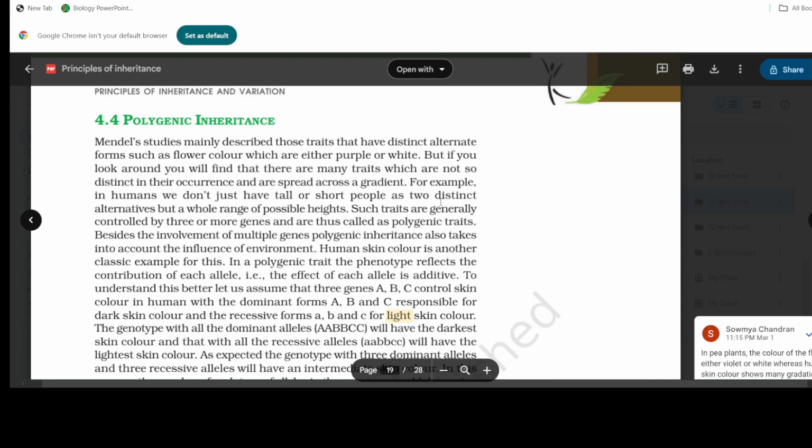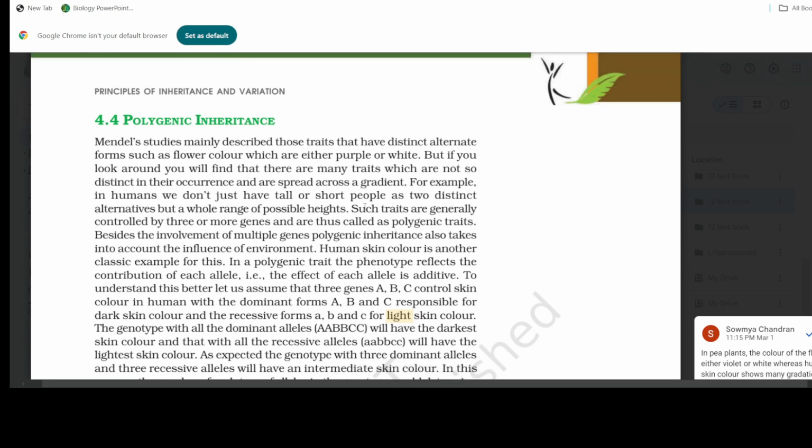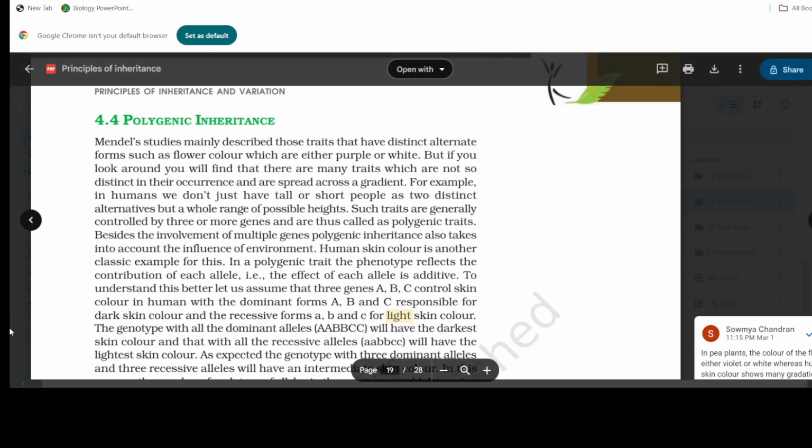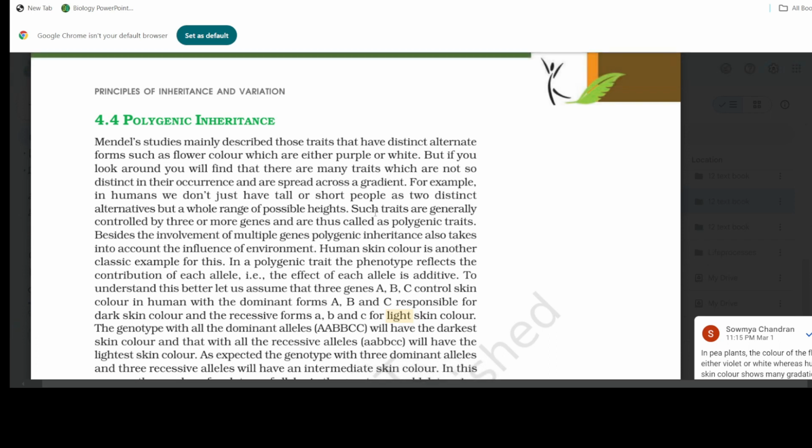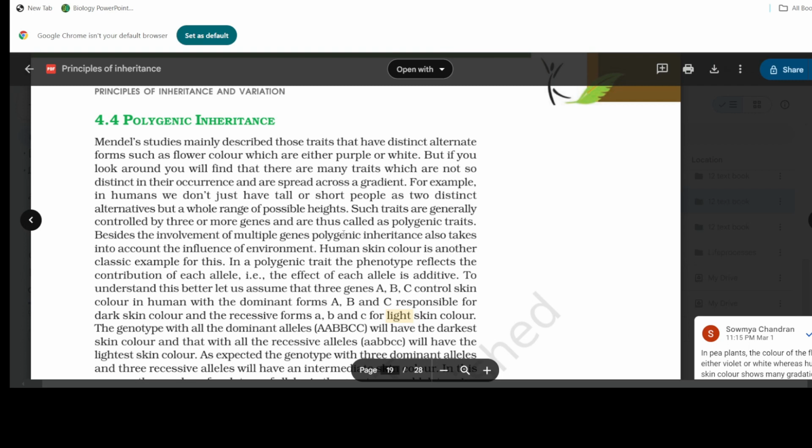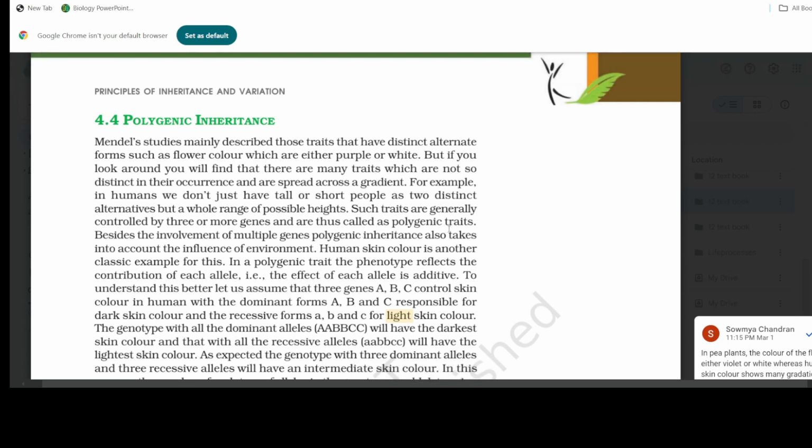So here it comes. In humans, we just don't have tall or short. So whenever you write the answer, you should write according to what they've asked. Here they've asked about the violet or white color of plants compared with the different color gradations in human beings. So you have to answer accordingly. We just don't have two different forms. So the answer comes here: such traits are generally controlled by 3 or more genes and are thus called polygenic traits.